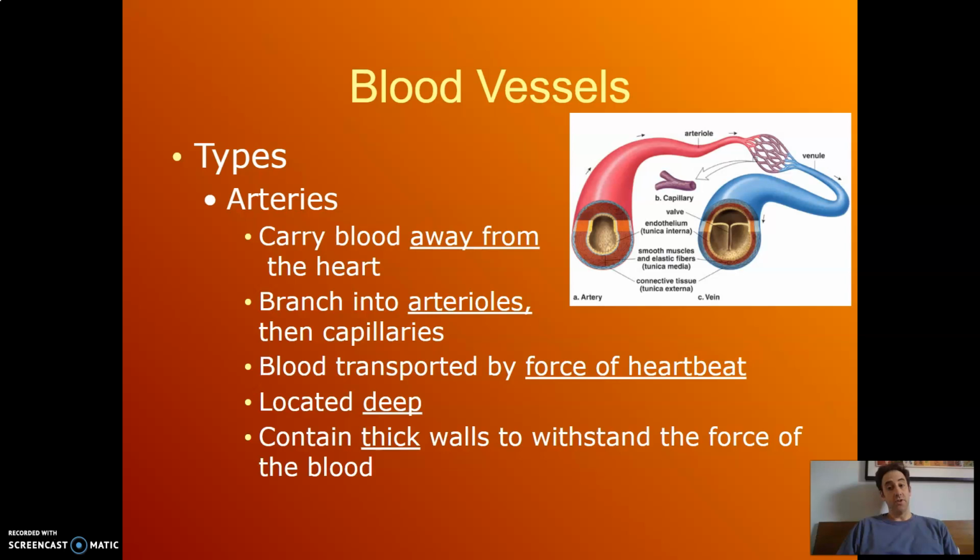But before that, finally, a joke. What's a pirate's favorite type of blood vessel? Veins. Everyone always says arteries, but they actually like veins.